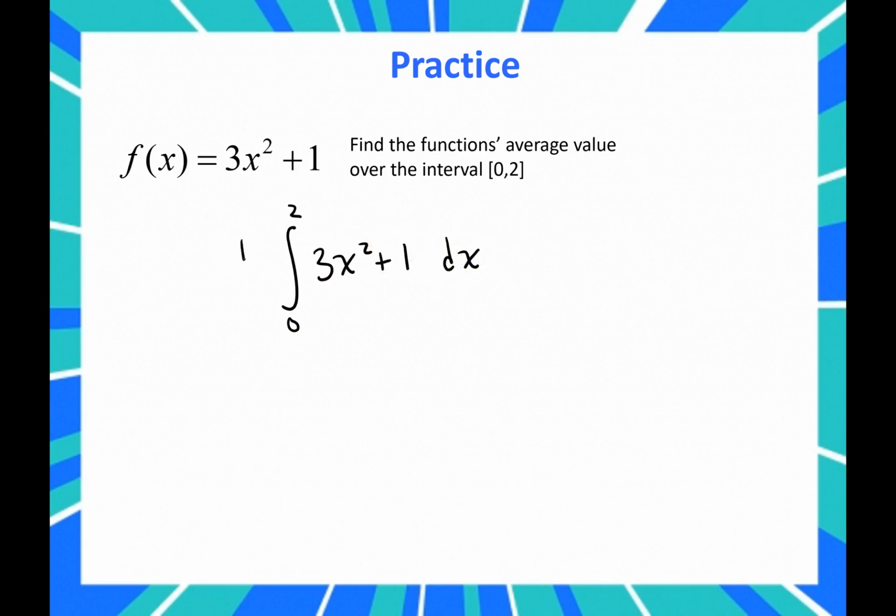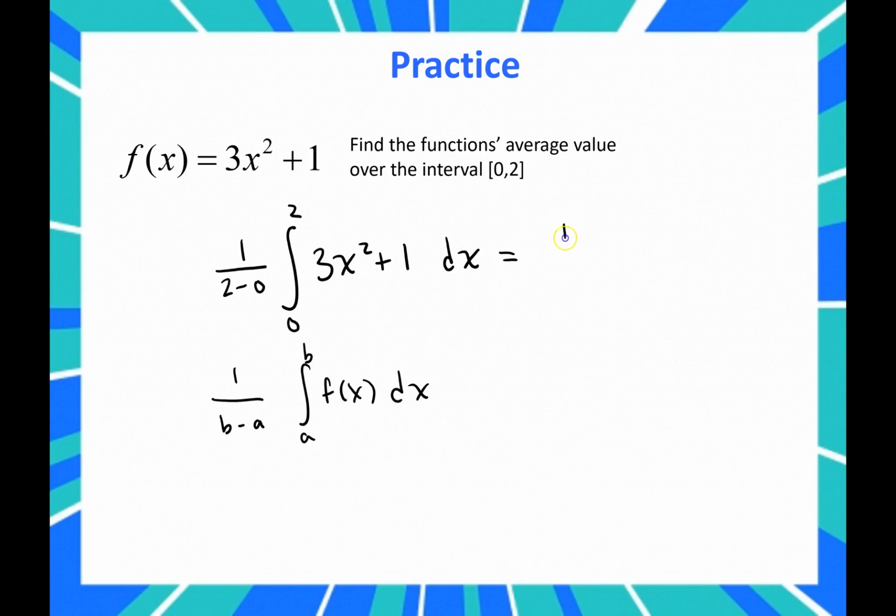And then out in front, I'd have a fraction, and it would be 2 minus 0 here. So this is my 1 over b minus a, the integral from a to b of f of x dx. See how that matches the formula perfectly? All right, let's go ahead and calculate this.